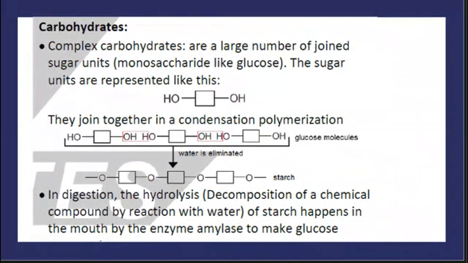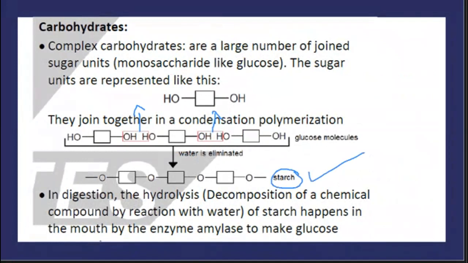So they join together in a condensation polymerization reaction where water is removed. Here H2O is removed, here H2O is removed. And if I keep adding more of the units, more and more water is removed, and I will have a long chain macromolecule, and we call that molecule starch.